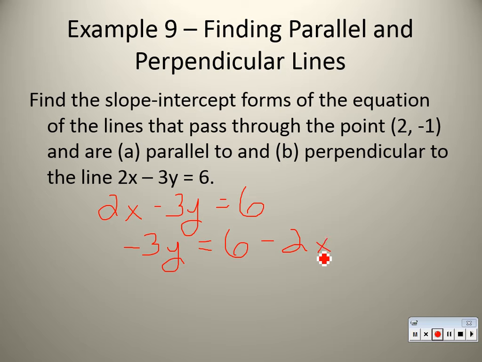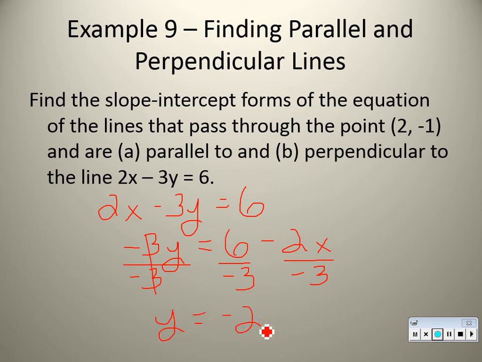And then from here I want to divide everything by negative 3. So just keep in mind when you do this, everything gets divided by negative 3. And when I do that, I get y equals 6 divided by negative 3 is negative 2.